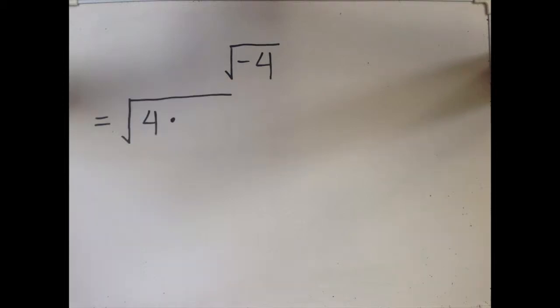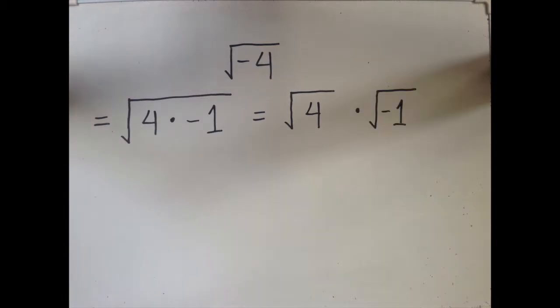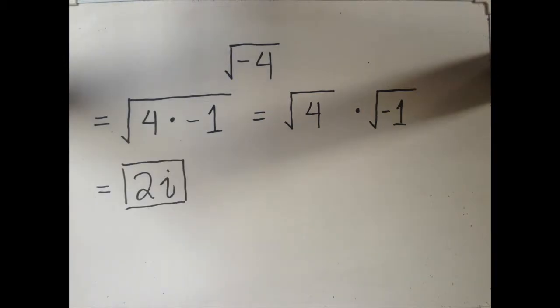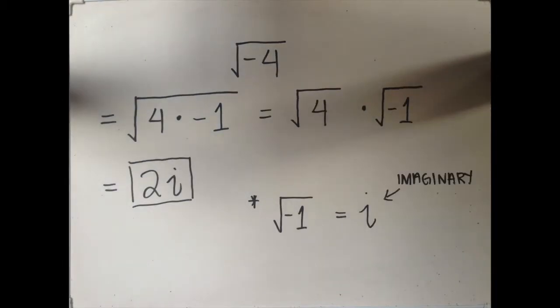So this is how we answer this. Square root of 4 times square root of negative 1. We know that the square root of 4 is 2, but there is no real number solution for the square root of negative 1. This value is what we call imaginary, and we label it with i. The answer will be 2i. The square root of negative 1 results in the i.